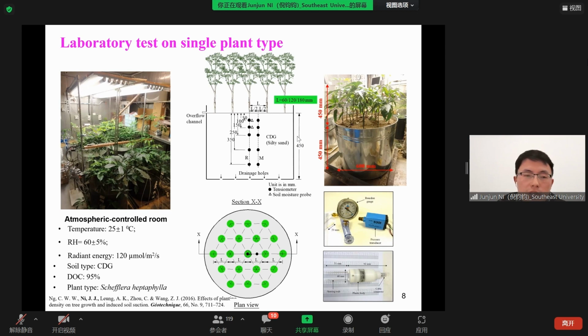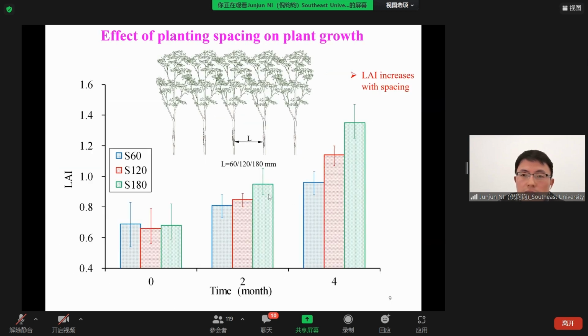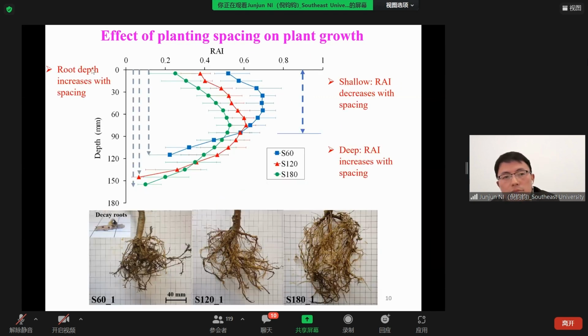So you can see this leaf area index normally increases with time, of course, and also increases with the spacing. This is actually as expected, just like agricultural crops. And for the roots, if we have different plant density, then normally the root depth increases with the spacing. Root area index is a parameter we use to characterize this root property. It normally decreases with the spacing in the shallow depths, but in the deep depths, it becomes the opposite.